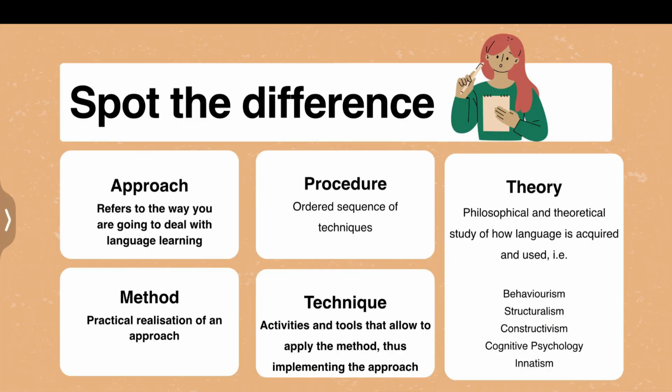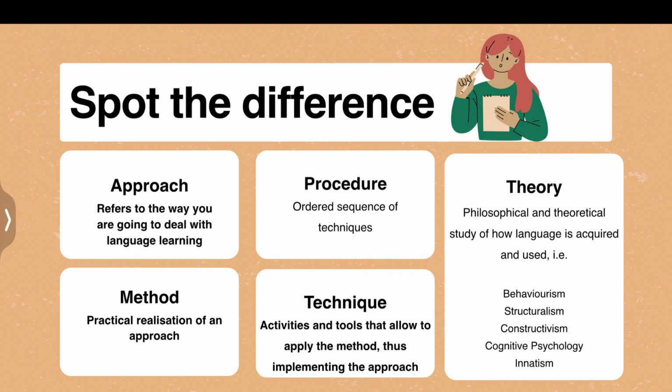First of all, I'd like to highlight the difference between an approach, a method, a procedure, a technique, and a theory. An approach refers to the way you are going to deal with language learning, while a method is the practical realization of an approach. A procedure is an ordered sequence of techniques.